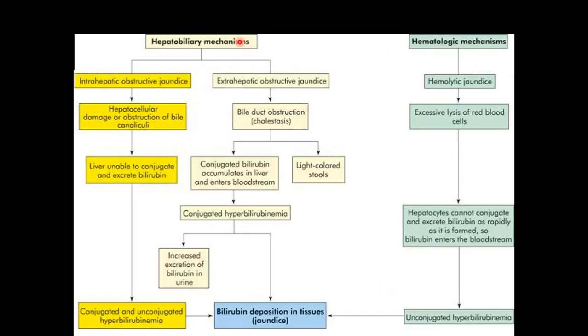So here's the flow chart here. We've got hepatobiliary mechanisms. So intrahepatic obstruction, like if there's hepatocytes that are failing, like in liver failure and so on, or extrahepatic obstruction, that would be like a gallstone in the bile duct. And so you can follow these processes. Over here on the right, hematologic mechanisms would be like hemolytic jaundice, where there's just too much breakdown of red blood cells. Liver can't metabolize all that bilirubin, and so some of it remains in the blood, and we see jaundice for a little while.